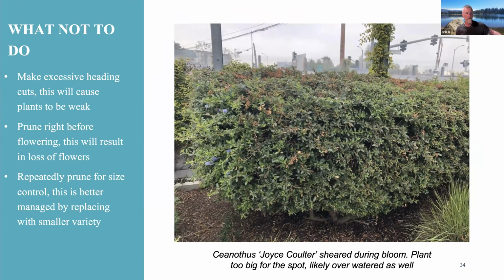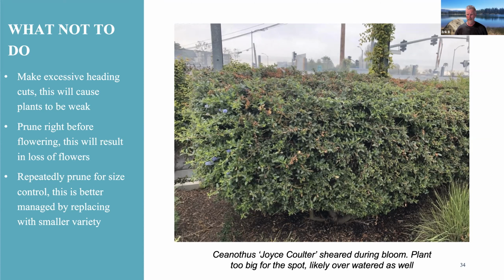So what not to do? Let's not make excessive heading cuts. This will cause plants to be weak, like what John was talking about. Don't prune right before flowering. This will result in loss of flowers. I think I've said that more than once. Don't repeatedly prune for size control. This is better managed by replacing with a smaller variety.